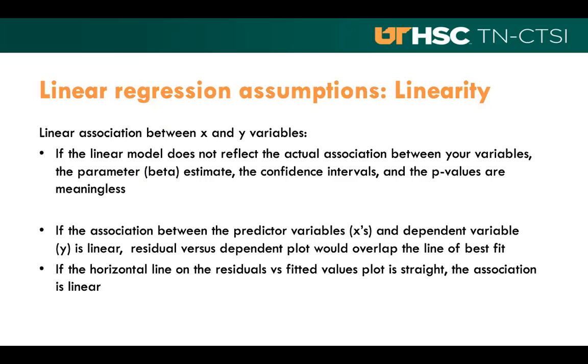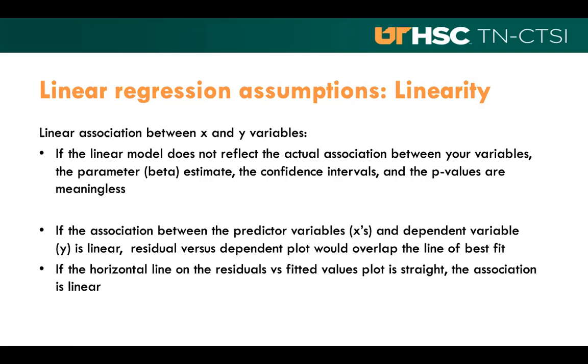So let's look at each of the assumptions for linear regression one by one. Let's look at the linear regression linearity assumption. One of the assumptions in linear regression is that there is a linear association between the x or predictor variable and the outcome variable. If the linear model does not reflect the actual association between your variables, the parameter or beta coefficient estimate, the confidence intervals that you can create around the beta coefficient, and the p-values might be meaningless.